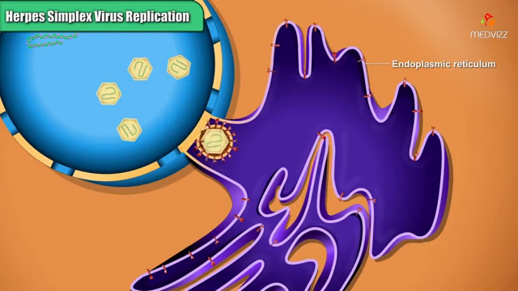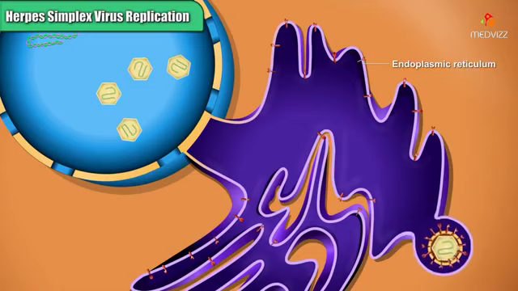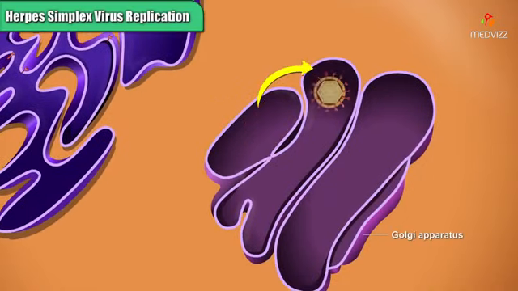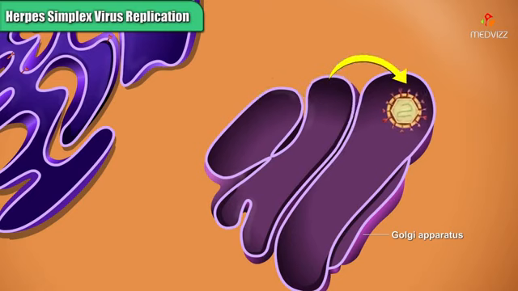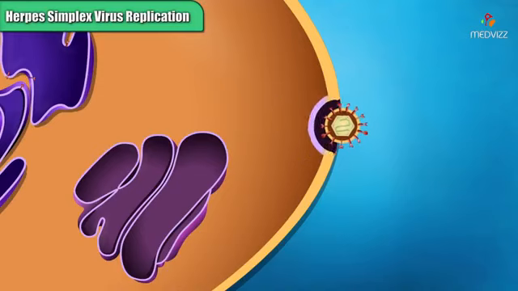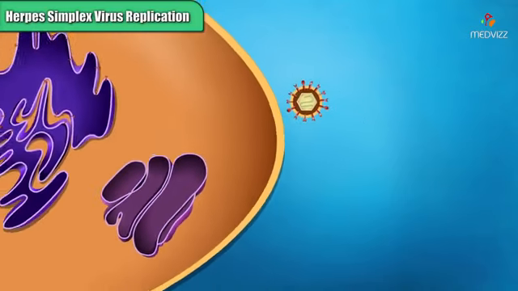A capsid buds through the internuclear membrane, becoming enveloped by a single membrane. The developing virion moves through the endoplasmic reticulum and buds off, after which it fuses with the Golgi apparatus. The virion eventually buds off the Golgi apparatus and fuses with the plasma membrane. The completed virion is now outside the cell.